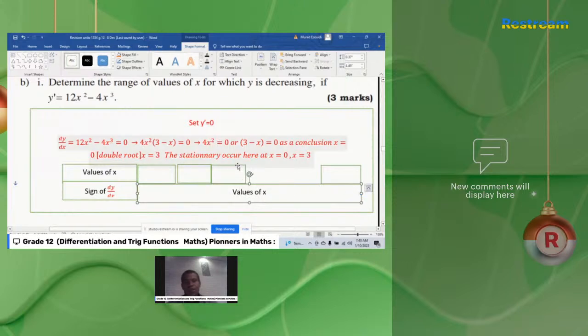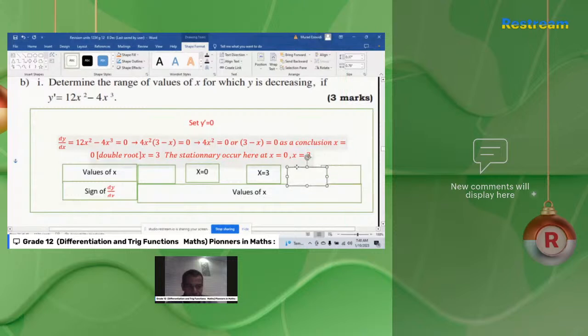I will put here some values. We said x equals 0 and x equals 3. So this is x equals 3, and this one is x equals 0. Then I'm going to choose numbers between 0 and 3, numbers below 0, and numbers above 3.